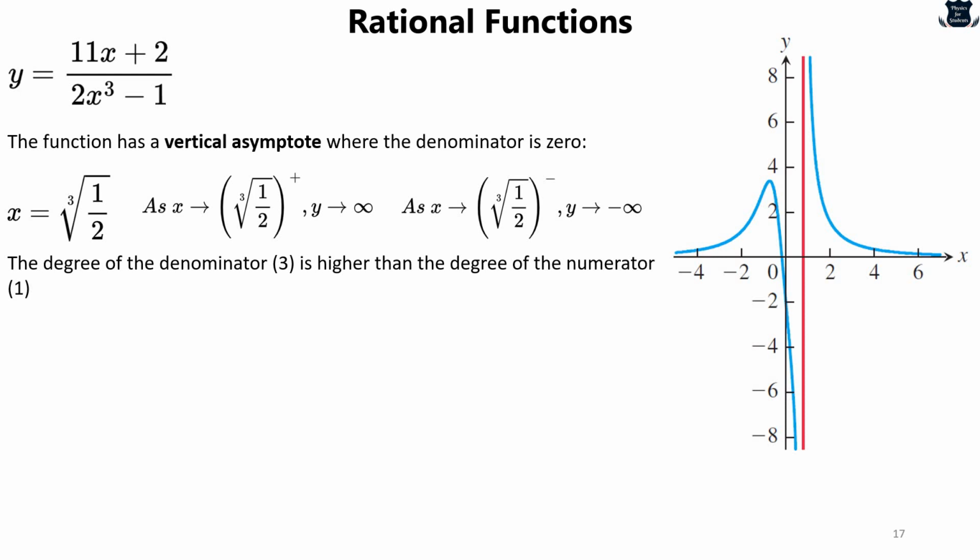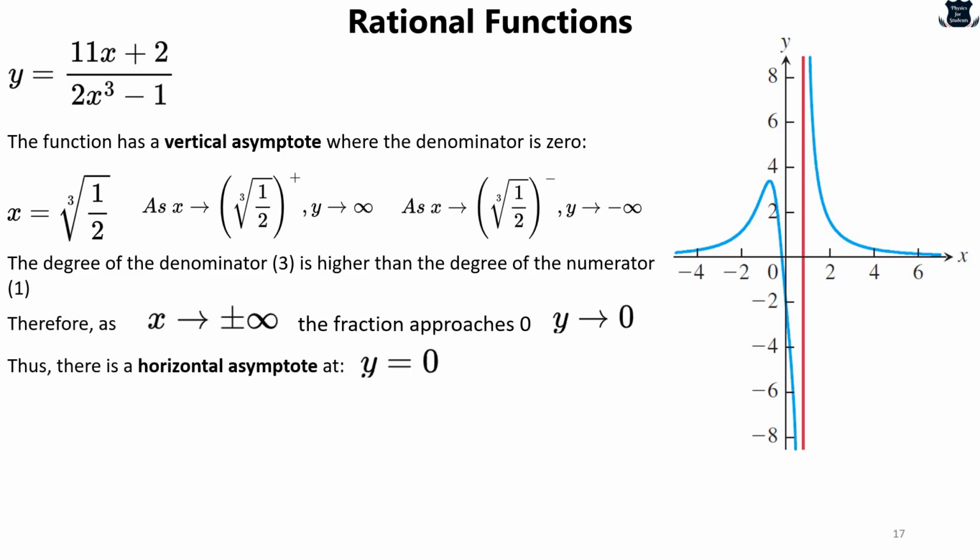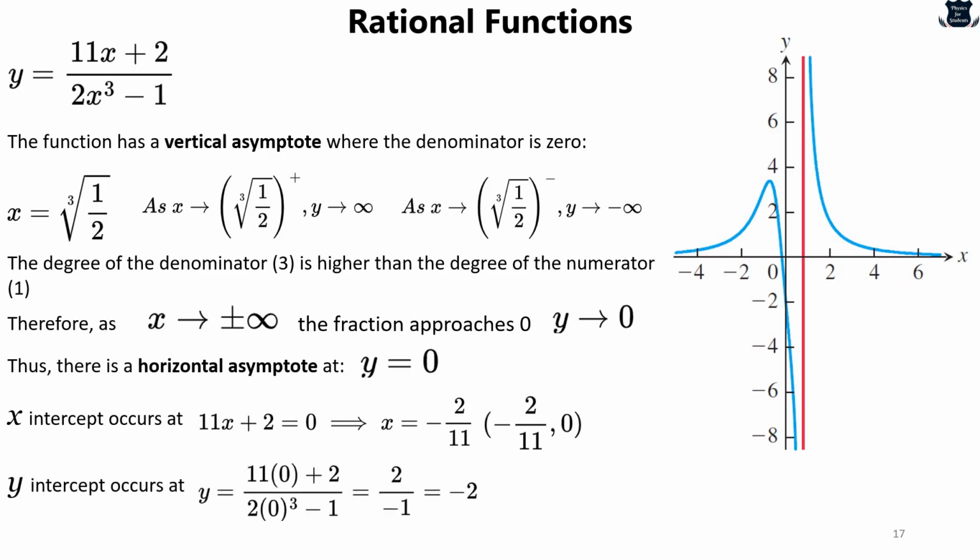This is the cube roots. Now the degree of the denominator, 3, is higher than the degree of the numerator, which is 1. So obviously x would be plus or minus infinity and y would be towards 0, and there is a horizontal asymptote where y equals 0. And if you want to calculate the x-intercept, then we have to set this equation, which will be minus 2 upon 11, and the x-intercept is minus 2 upon 11, 0. To calculate the y-intercept, we do the same kind of equation. Just calculate and substitute the values. We get the y-intercept as 0 comma minus 2. So this is how the rational functions are, the different behaviors, etc.